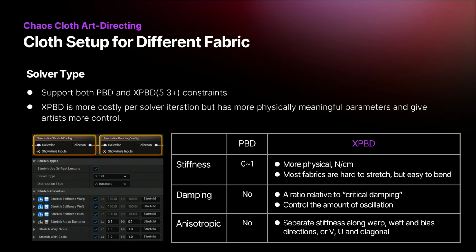Another thing about XPBD is we also have damping on constraints, so you can control how quickly the constraint settles and stops oscillating. And XPBD also supports anisotropic stiffness, so you can set different stiffness values vertically, horizontally, and along the diagonal.